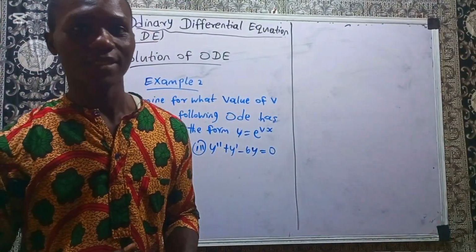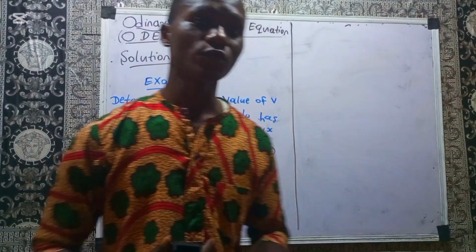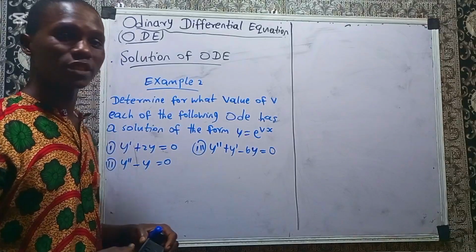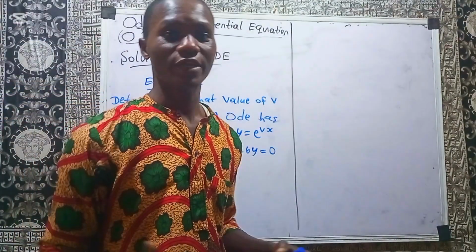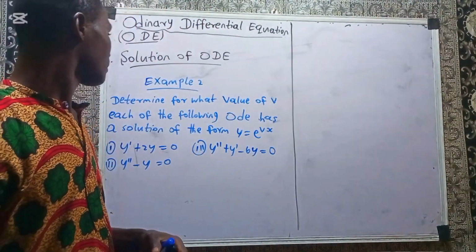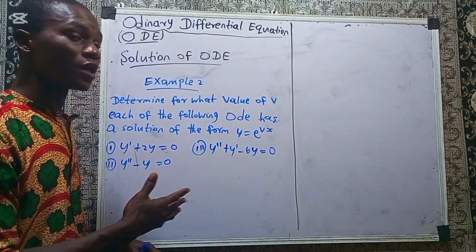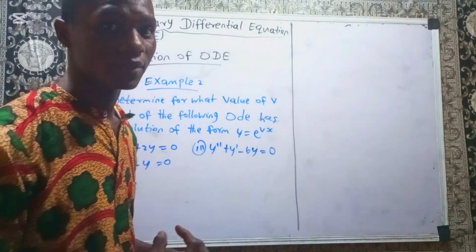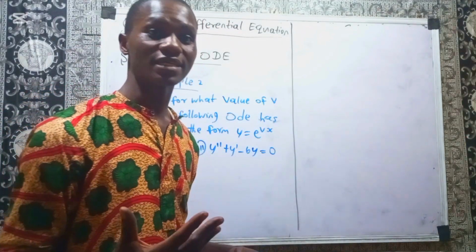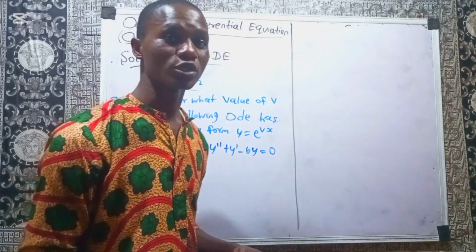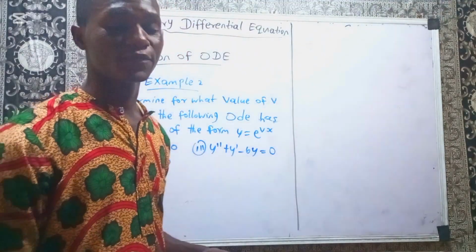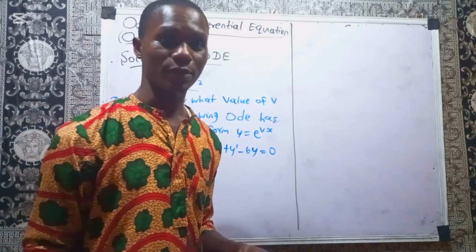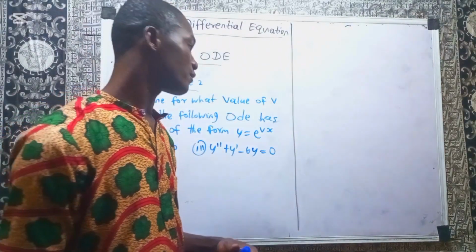This is mathematics class and today we are looking at example 2 under this topic we have introduced in our previous video, solution of ODE. So we are looking at solution of ordinary differential equation. In our previous video we saw the first example and we said that a particular function is a solution to a given ODE if that function satisfies that ODE at all points of the independent variable on the domain in which the function is defined.